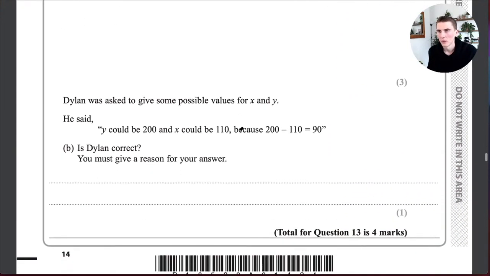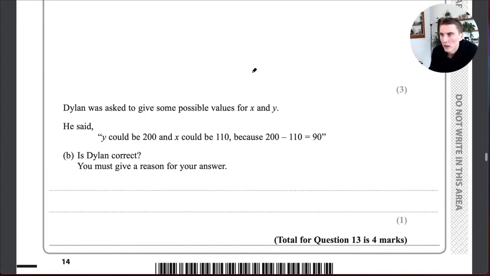Awesome. So down here for B, it says Dylan was asked to give some possible values of x and y. He said y could be 200 and x could be 110, because 200 minus 110 is 90. Is Dylan correct? So if you remember, what we just found was that y minus x equals 90. So he's saying that because y minus x is 90, y could be 200, x could be 110, and 200 minus 110 would give you 90.